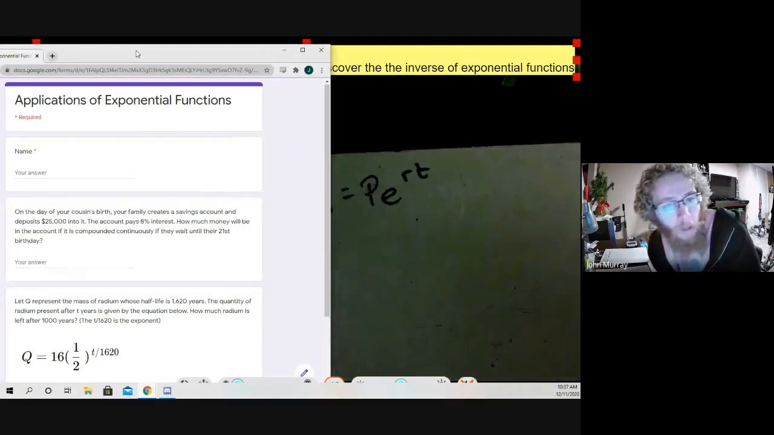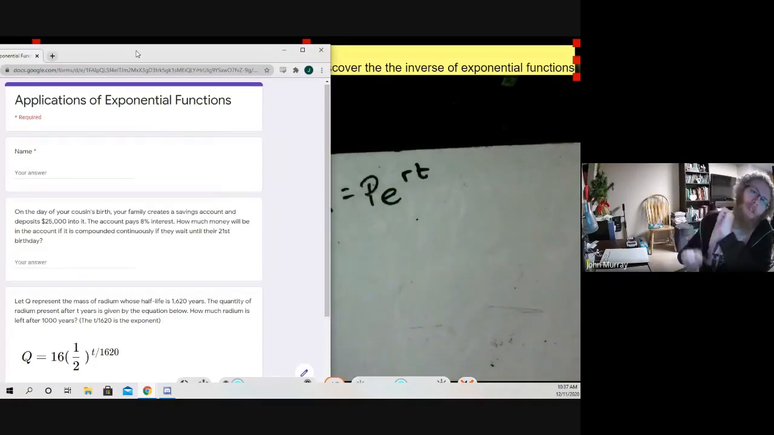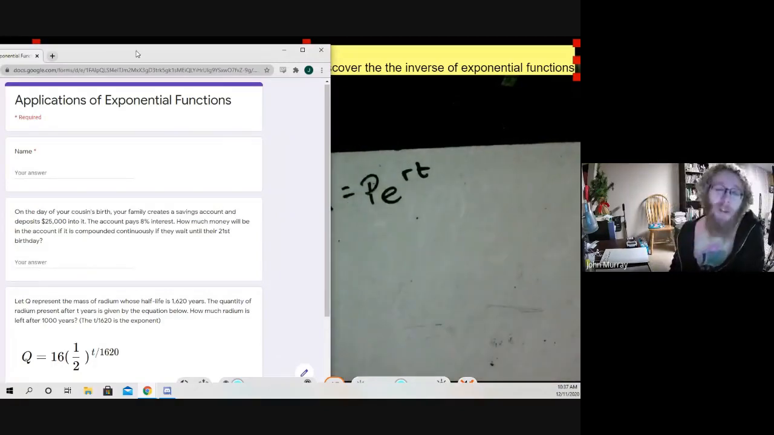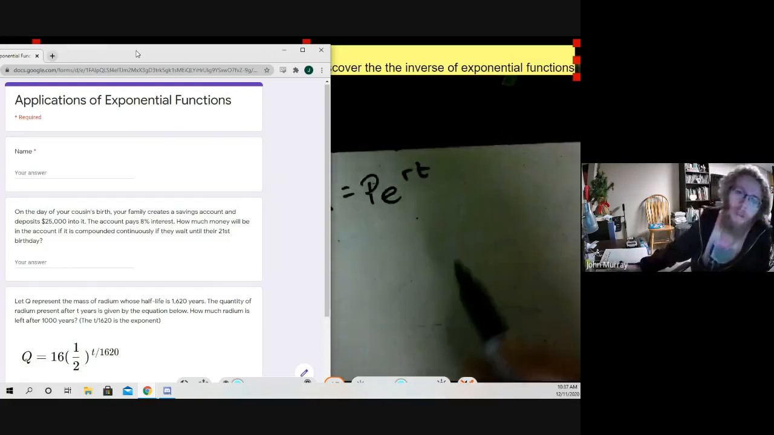So for the first problem, on the day of your cousin's birth, your family creates a savings account and deposits $25,000 into it. That's a pretty good bank account. Wish my family did that. The account pays 8% interest. How much money will be in the account if it is compounded continuously?